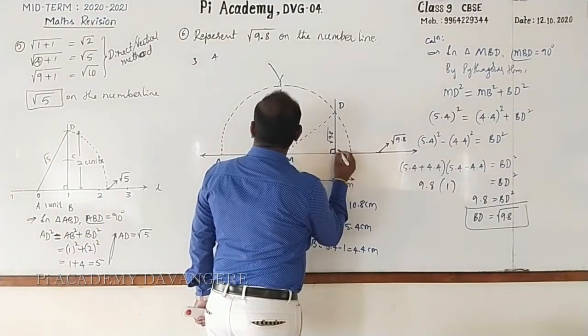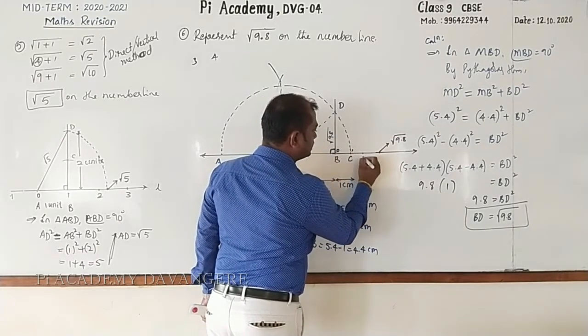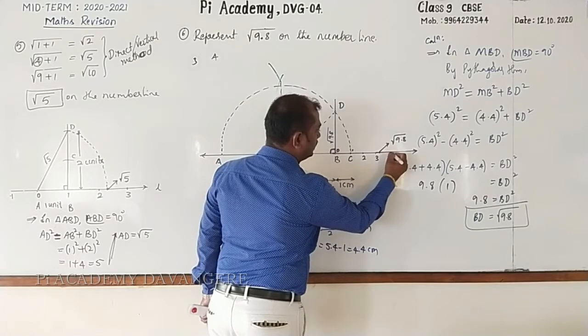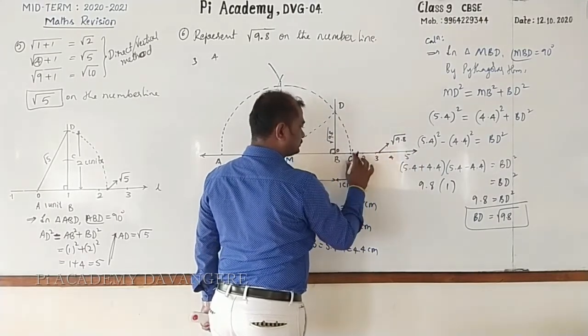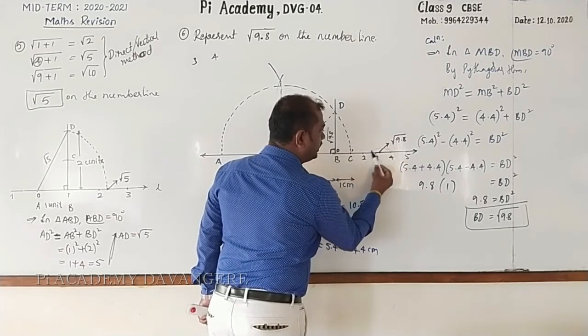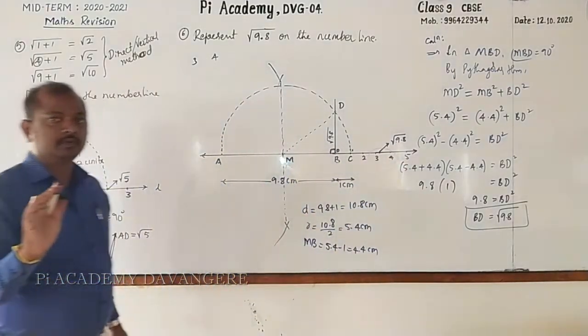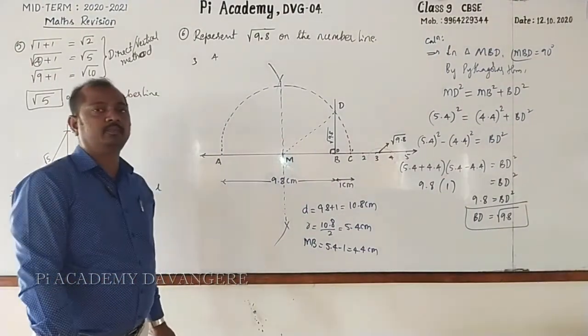Look here. Here 0. This is 1. This is 2. This is 3. Here is 4. 5. 1 centimeter each. Now square root of 9.8 lies between 3 and 4. Hope that you all have understood. You have to practice this one.